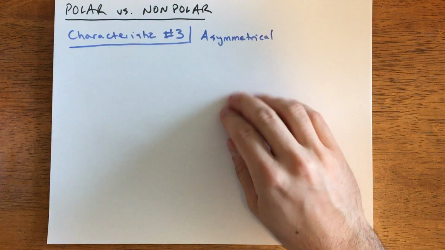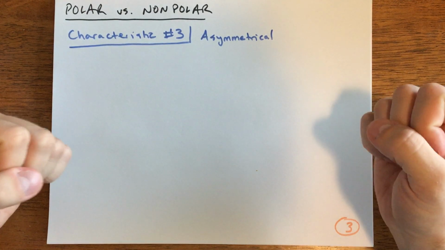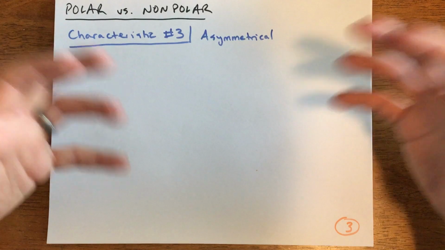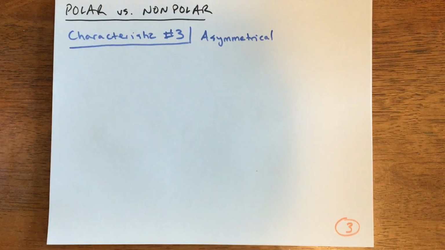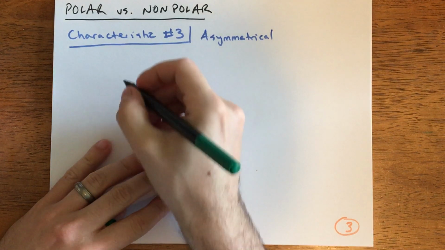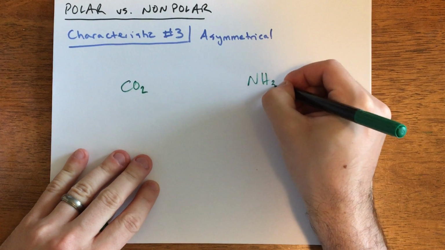So if I have bonds that are symmetrical and lined up, and my negative charges are kind of on either side, then they're going to cancel each other out, and we're not really going to have a polar molecule, even though it might be a little bit charged. So let's take a quick look at the Lewis dot configurations for carbon dioxide and ammonia.